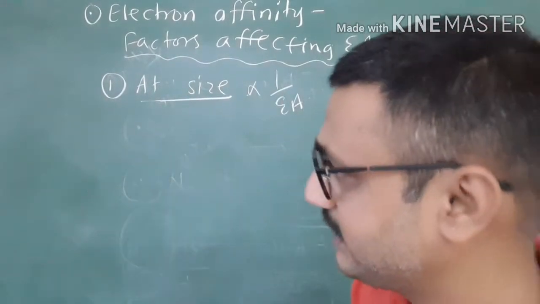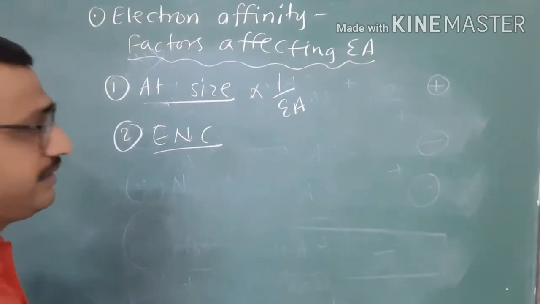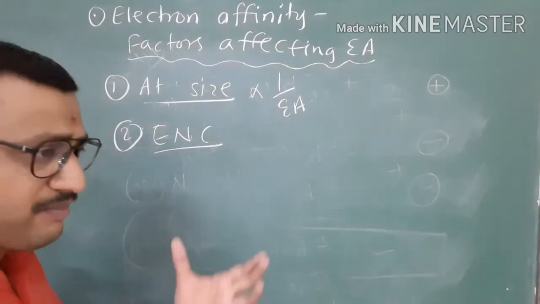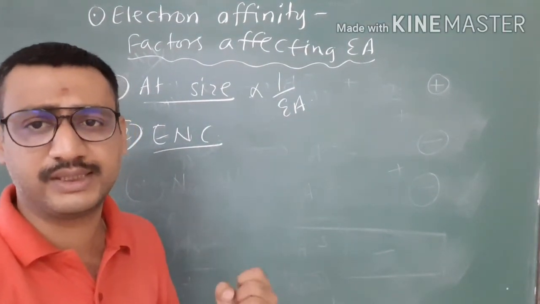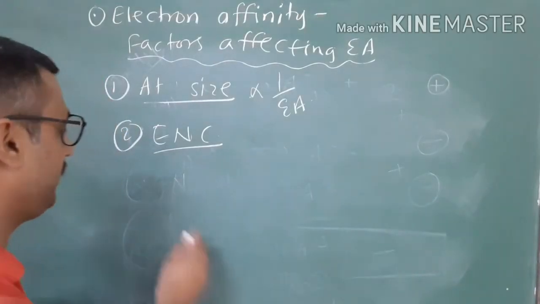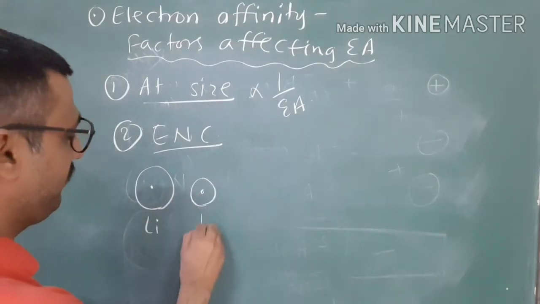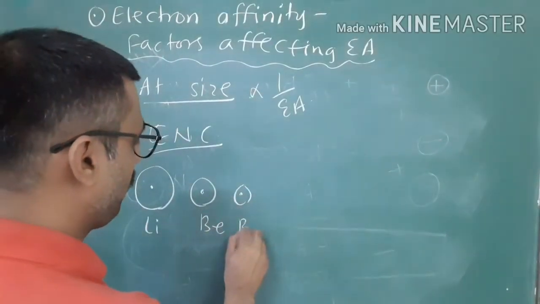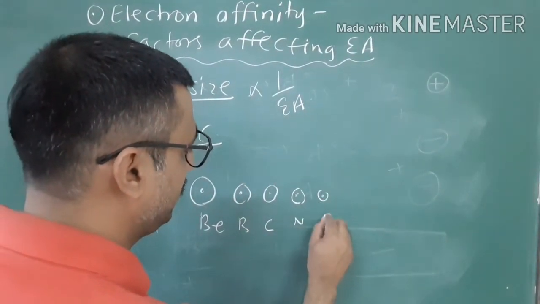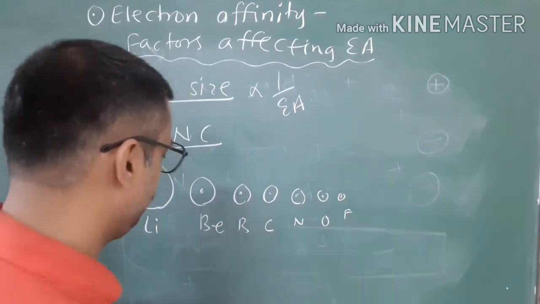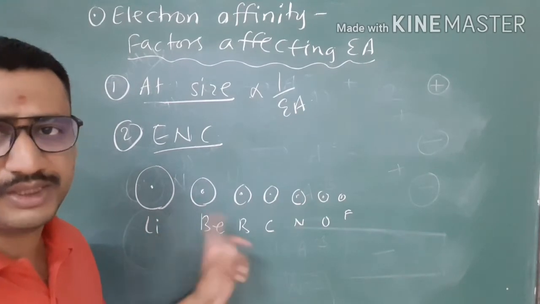The second factor is effective nuclear charge. We know that effective nuclear charge means the ability of the nucleus, the positive polarity of the nucleus, to pull electrons towards itself. So here we have first lithium, then beryllium, boron, carbon, then nitrogen, oxygen, fluorine, and neon is also there. So this is the general trend I am speaking. Later on I will give specific answers about these second period elements.